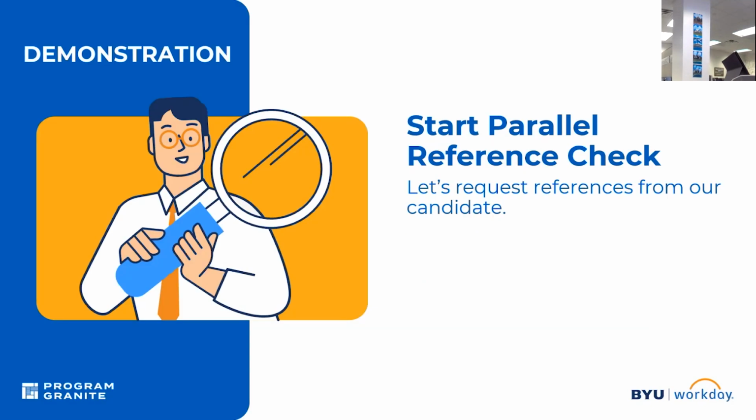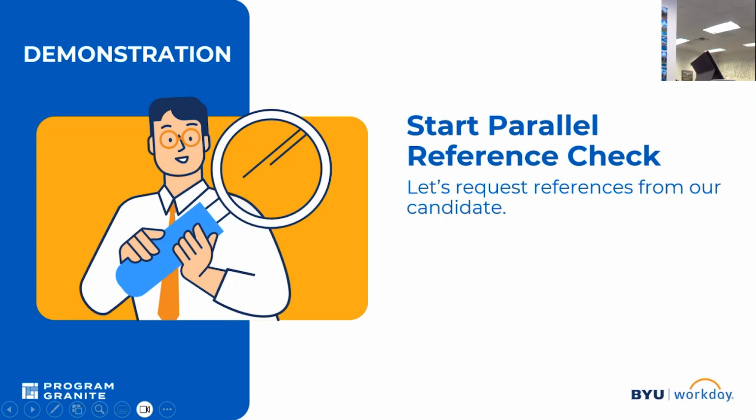So I'm going to demo starting a parallel reference check. We don't have an activity for this, we just have the main activities. You can follow along. You would log into your candidate home, and we're going to enter references as the external candidate. But you do not need to follow along as well. You can just watch me.